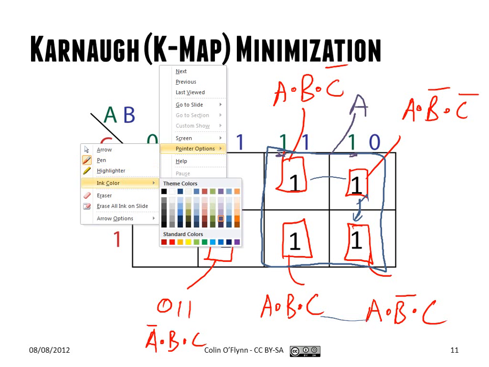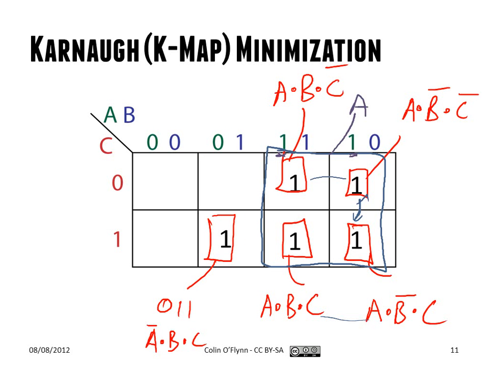If I create another group over here, we can see that for that group of two from the K-map, C is always 1, and you can also see that B is always 1, because in both of those, B is 1 and C is 1. It doesn't matter what A is. Both when A is 0 and when A is 1, the output is 1 here.